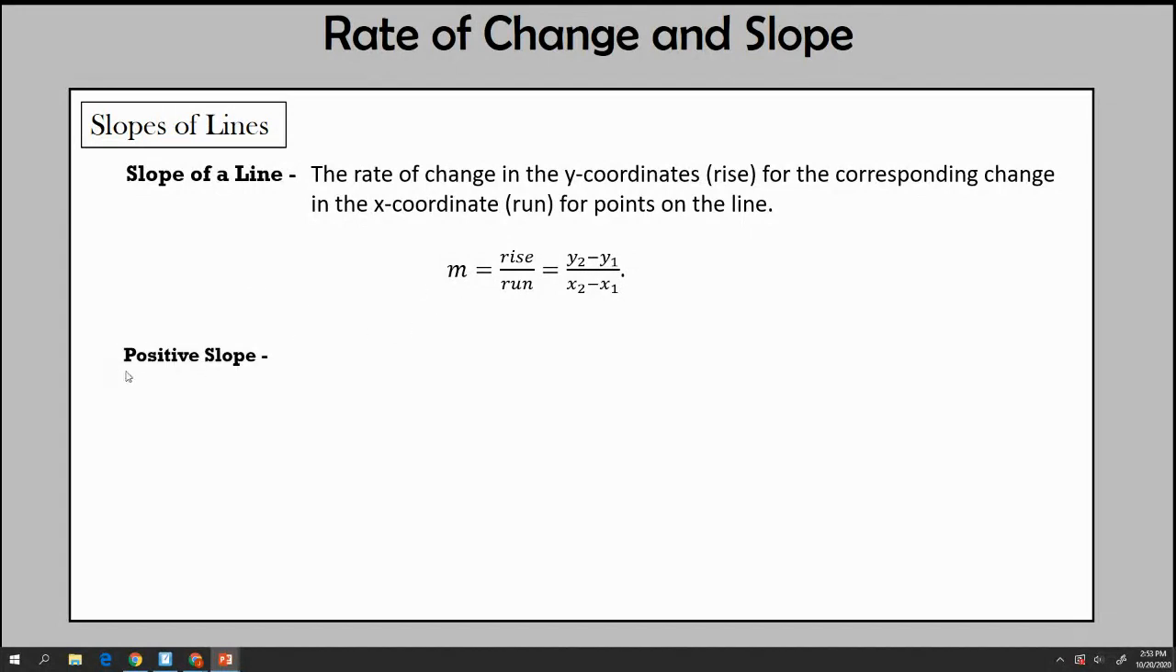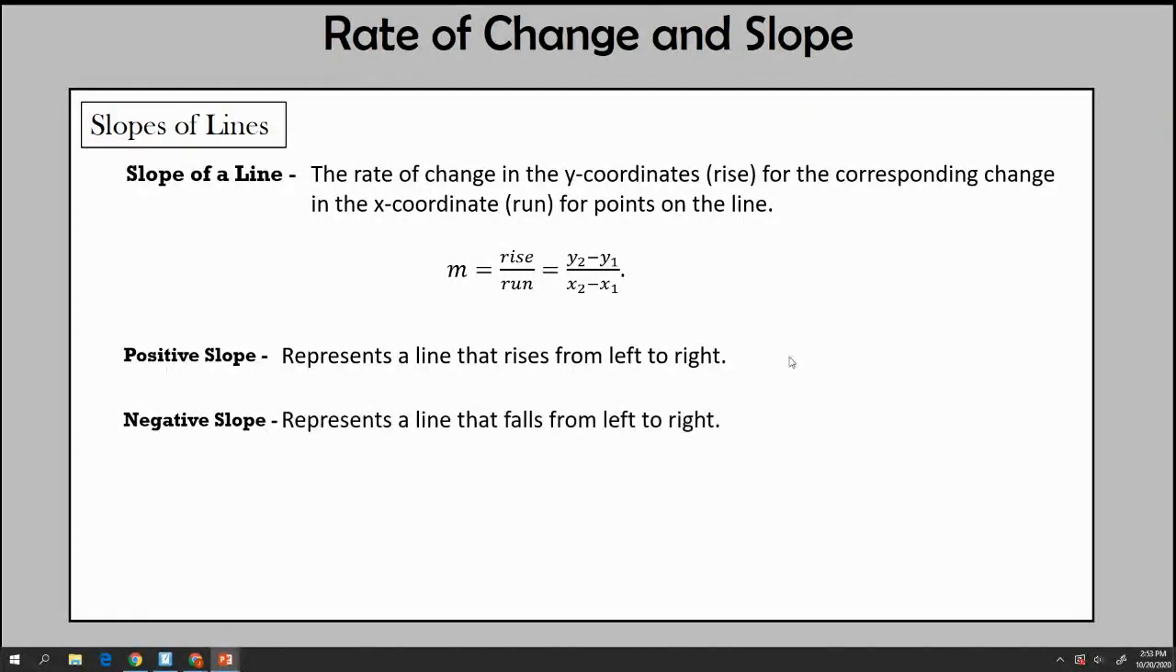Okay. Now, in general, there's four different types of slopes. We have a positive slope, which is a line that rises from left to right. So as you look at it, as you move across from left to right, the line should be going up. We have negative slopes, which as you move from left to right are going down. We have a zero slope, and that represents a horizontal line. So if your line is horizontal, it has a slope of zero.